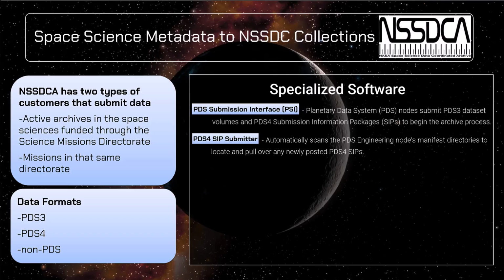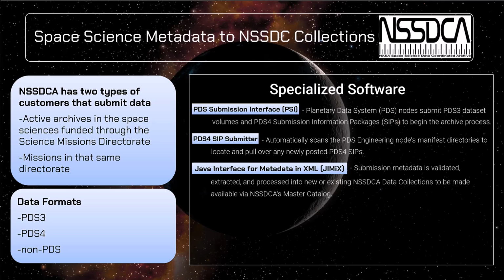Non-PDS data bypasses the PSI and is submitted directly to our Java interface for metadata in XML, JIMix, by our science staff. JIMix is used by NSSDCA science and operations staff to validate submissions, extract metadata, and shred the metadata into new or existing NSSDCA data collections. Once this is done, the submission moves on to be ingested. PDS Val Pro is an automated version of JIMix used for PDS-4 only. In the future, PDS-3 metadata processing may become automated as well.